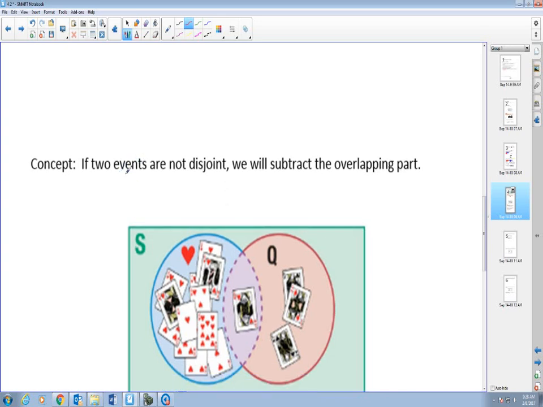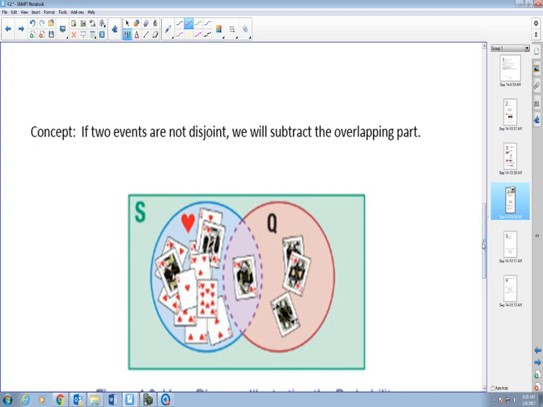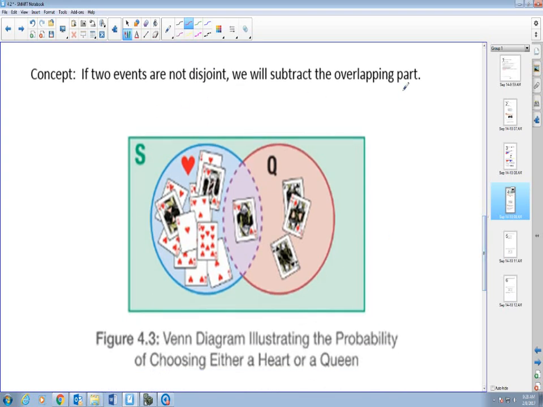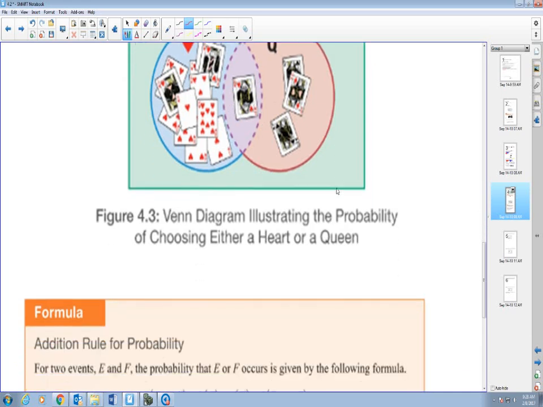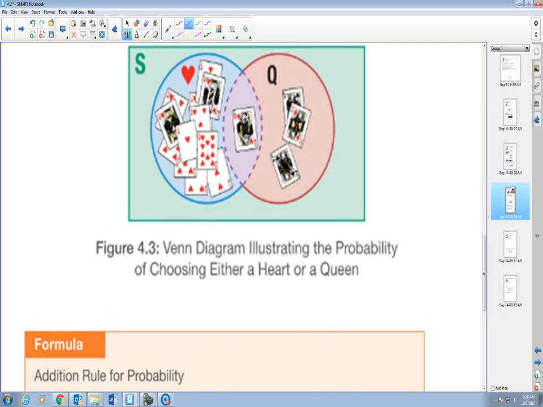Now, if the two events are not disjoint, not mutually exclusive, so that means they have a common outcome, we will subtract the overlapping part. What I mean by that is, this picture shows choosing either a heart or a queen. So you have your 13 hearts and you have your 4 queens, but there's one card, the queen of hearts, that's in both of these, and you can only count this card one time. You cannot count this card twice. So we will subtract the one extra time we counted.